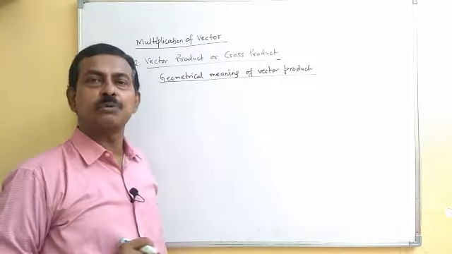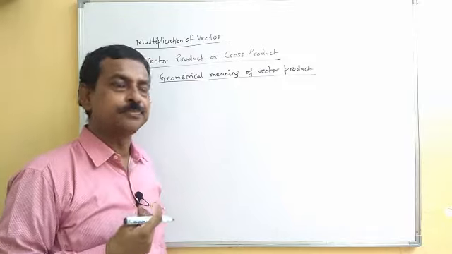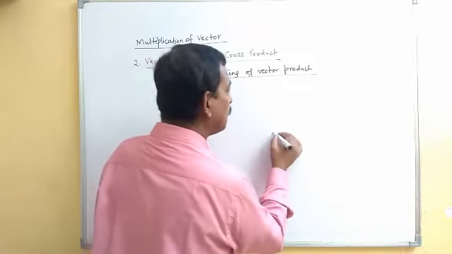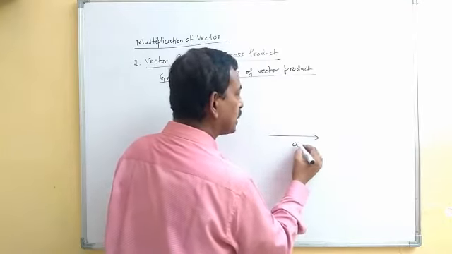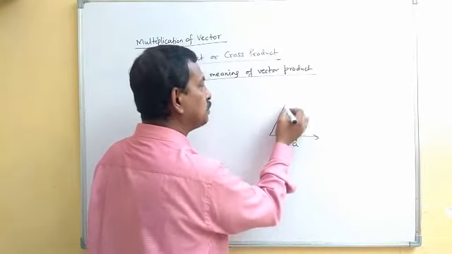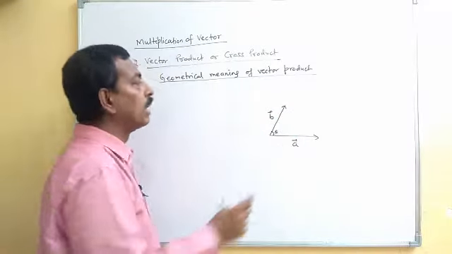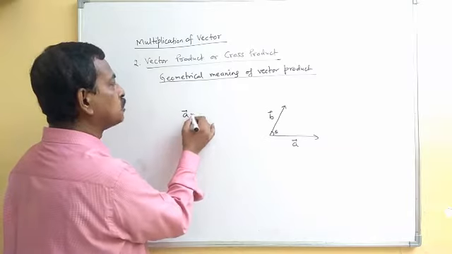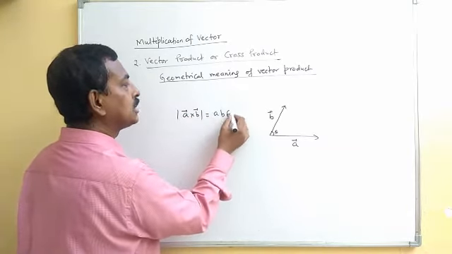Let's now discuss the geometrical meaning of vector product. What does the vector product geometrically represent? Here, suppose I have taken vector A. This is your vector B. The angle between them is theta. So what we write? A cross B, magnitude wise, this is AB sine theta.